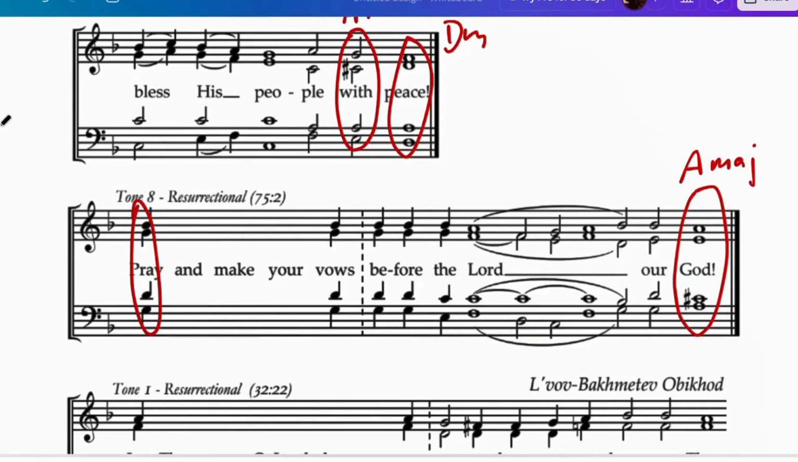Why? An A major does not belong in the key of F, unless, as we have seen, it is resolving to something else, and this is resolving to nothing, right? This song ends on an A major, which really gives the Tone 8 Prokeimenon a very unique and recognizable sound.